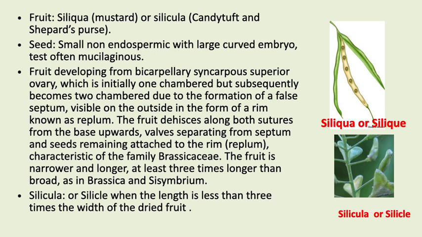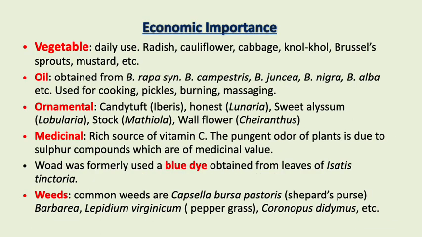The fruit is narrower and longer, at least three times longer than broad, as in Brassica and Sisymbrium. Silicula: all the features are the same as described for siliqua, but in the case of silicula, the length is less than three times the width of the dried fruit. Now we will study the economic importance.